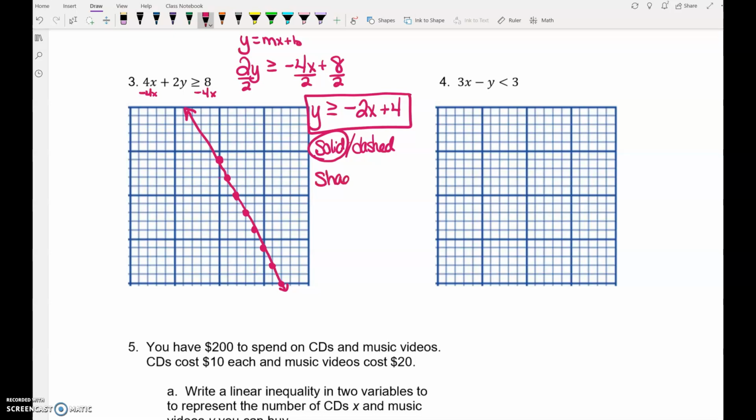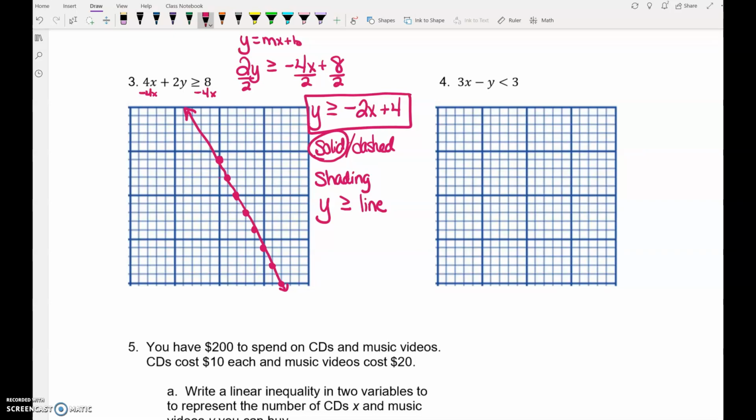For shading, I want you to think of it as y is greater than or equal to the line. -2x plus 4 is what we used to graph that line. Our y values need to be bigger than where the line is. So I typically put my pencil on the y-intercept. Our y-intercept is at 4. Right here, where are the y values bigger than 4?